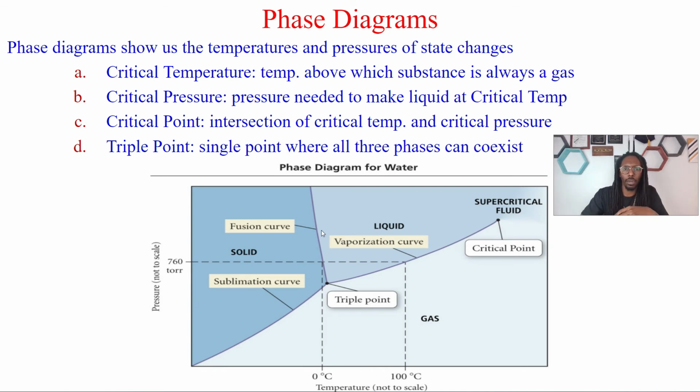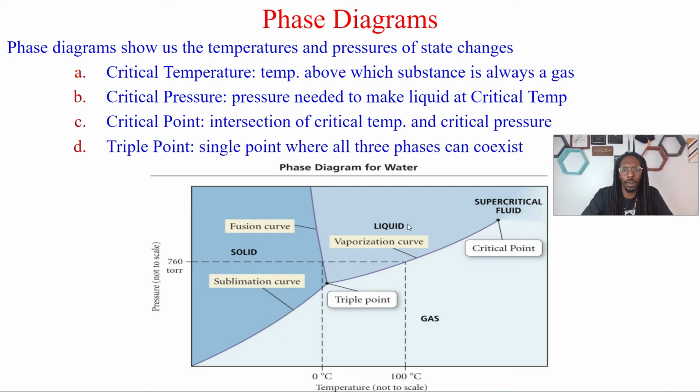We have our fusion curve right here. This is telling me I'm going from a solid to a liquid. So what are we seeing over here? Temperature most likely is going to have to increase, as well as our pressure. So we're probably going to have to be at a high pressure, something over 760 torr.